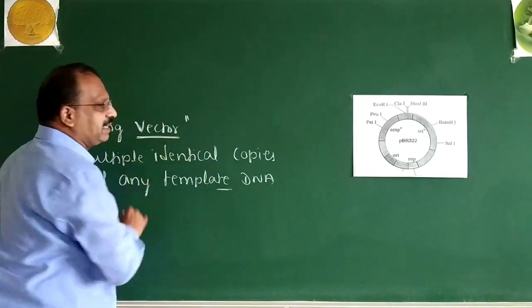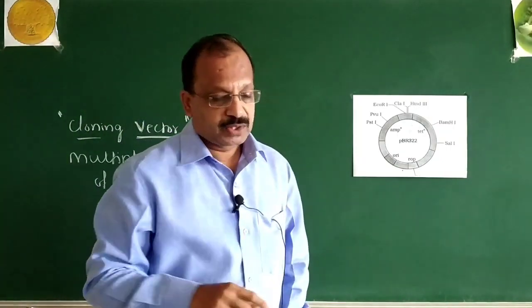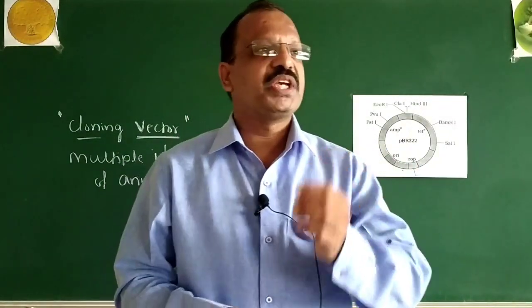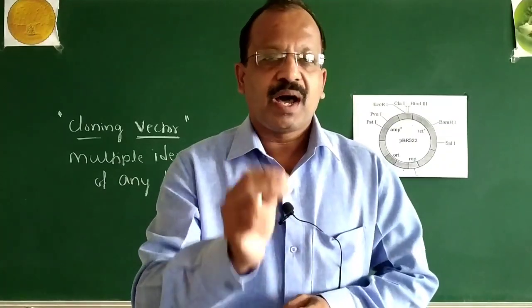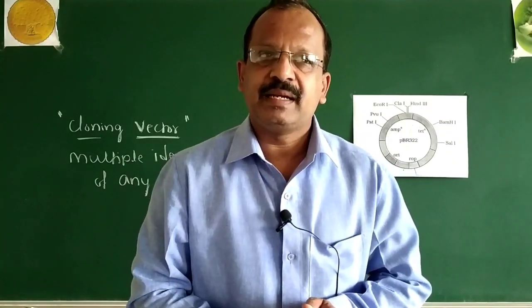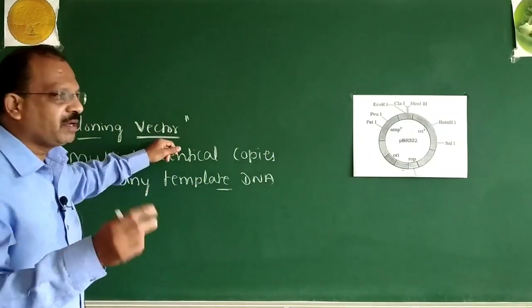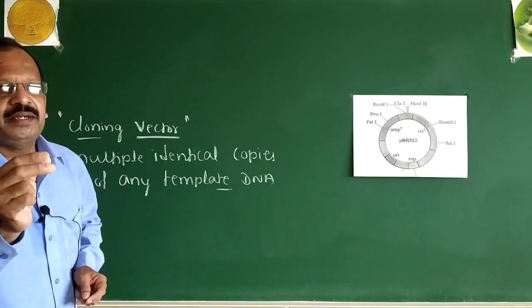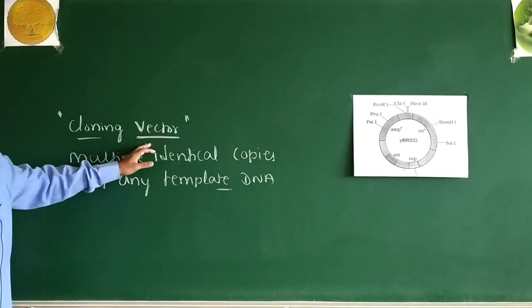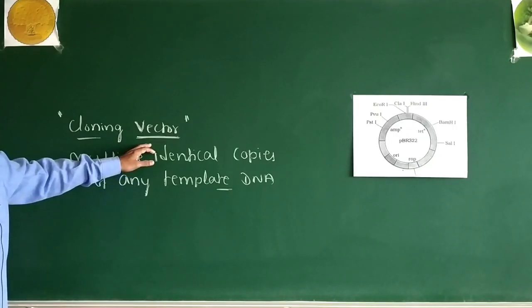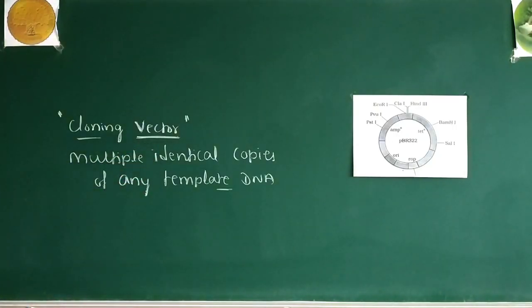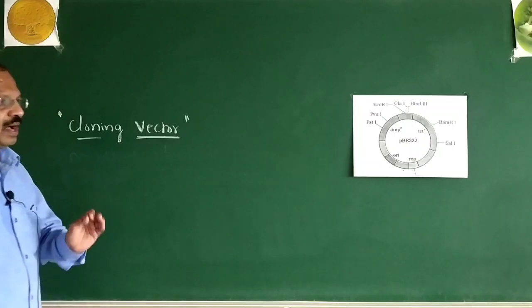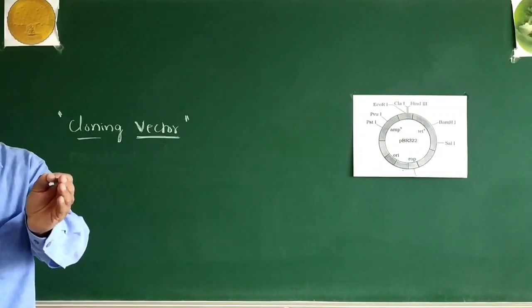Vectors will carry desired genes. The common meaning of vector is a carrier. As you have come across, mosquitoes are the carriers of malarial diseases. In the same way here, vectors will carry the desired genes. Vectors are the carriers of desired DNA. Under that, many examples are there, but for your syllabus, two examples are quoted.